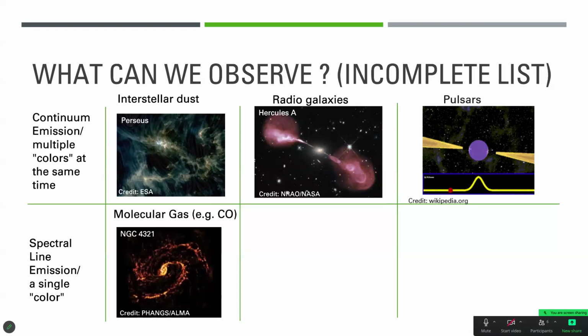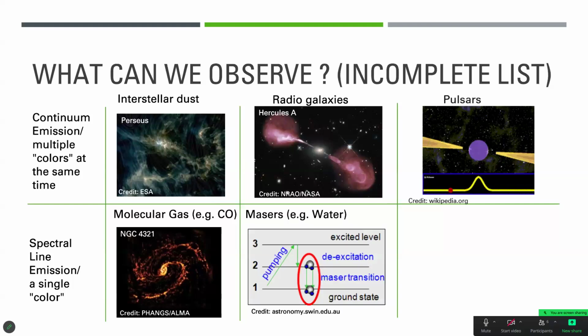For spectral line emission, we can look at molecular gas. It turns out that most molecules and atoms emit particular wavelengths of light that are very well constrained by physics. By looking at those wavelengths of light, we can tell where this gas is present. One of the things we could look at is carbon monoxide, for instance. That's a tracer of star formation. We can also look at excited molecules.